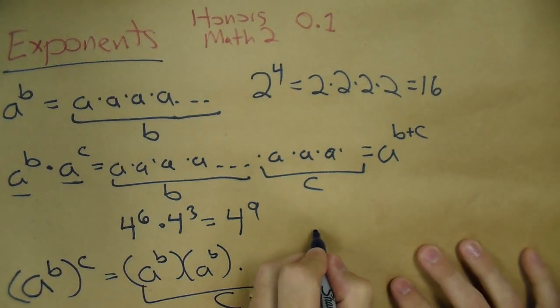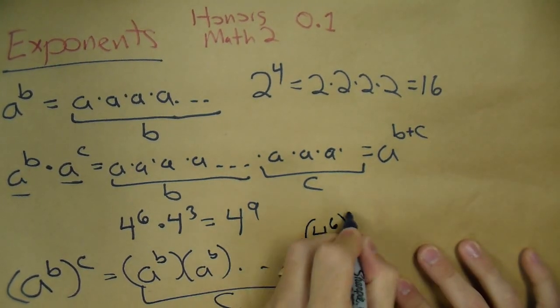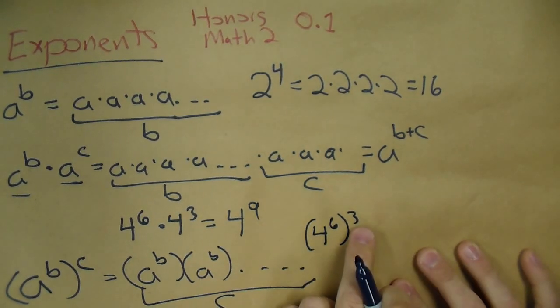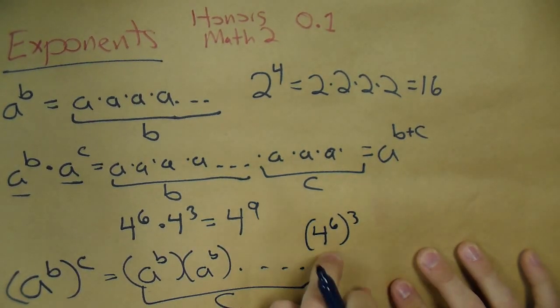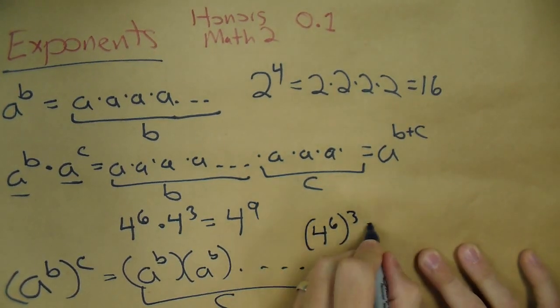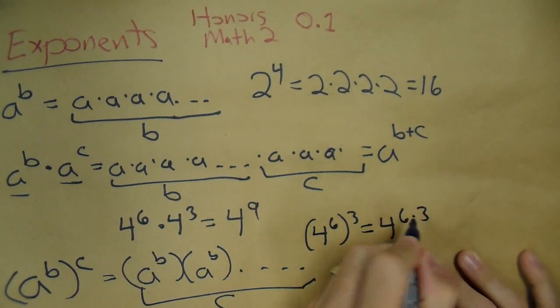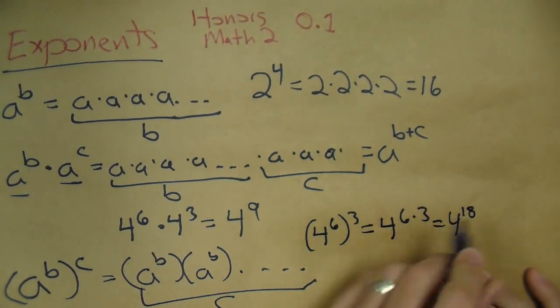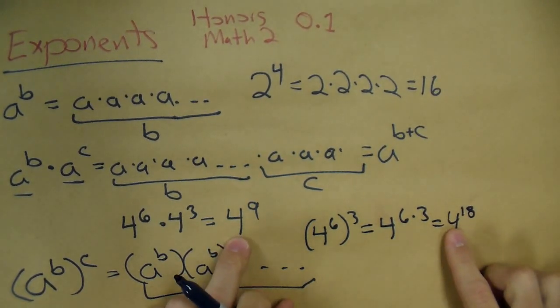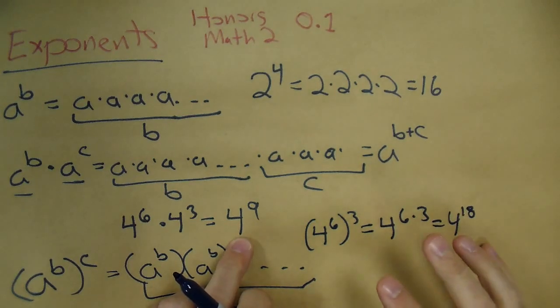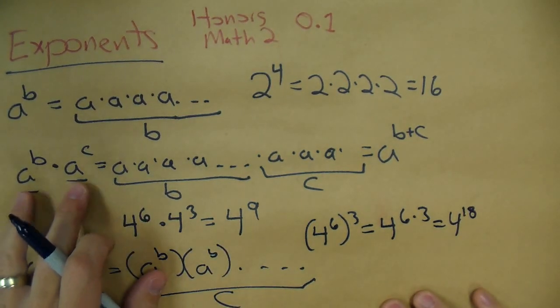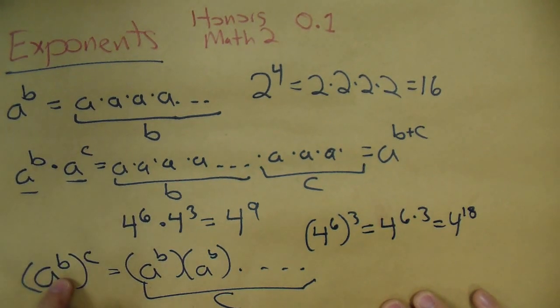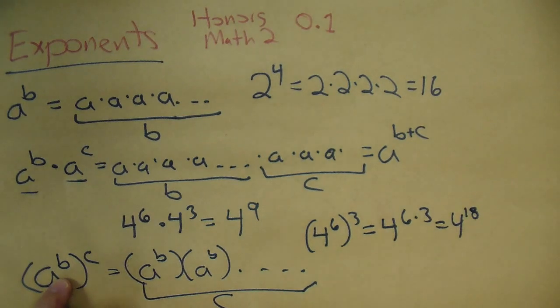So this time, let's say we did 4 to the 6th, to the 3rd. So that's saying I have 3 sets of 4 to the 6th. In each set, there's 6 fours. There's 3 of them. So we do 6 times 3 and say 4 to the 18th. Now notice, these are very different answers. So we've got to make sure we keep them separate. When you have the same bases, we add the exponents. When it's an exponent to an exponent, you're going to multiply. So we take these rules, and now let's look at some examples from it.